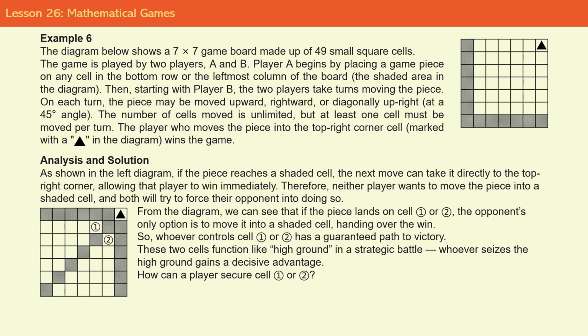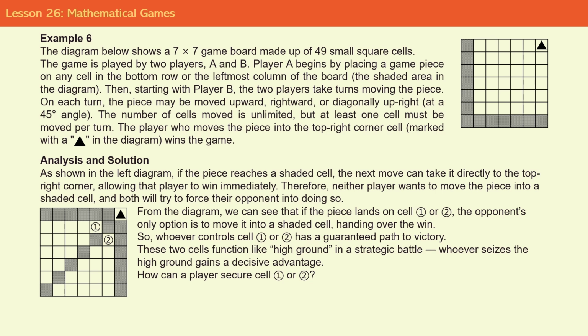As shown in the left diagram, if the piece reaches a shaded cell, the next move can take it directly to the top right corner, allowing that player to win immediately. Therefore, neither player wants to move the piece into a shaded cell, and both will try to force their opponent into doing so. From the diagram, we can see that if the piece lands on cell 1 or 2, the opponent's only option is to move it into a shaded cell, handing over the win. So, whoever controls cell 1 or 2 has a guaranteed path to victory. These 2 cells function like high ground in a strategic battle. Whoever seizes the high ground gains a decisive advantage.